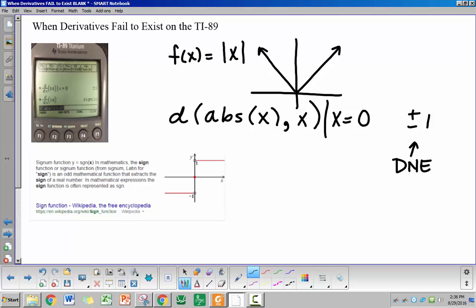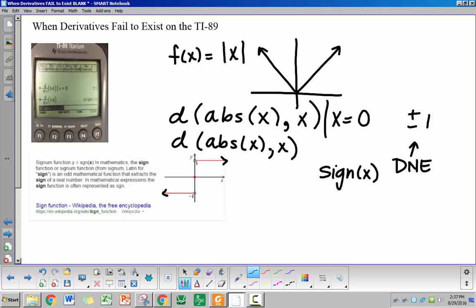And then what happens if you just want the straight out derivative? You go absolute value of x with respect to x. I want to know what that function is. It comes back with this language called sign of x. Well, that function is just the function that I put up here. What does that mean? The slope on the left is -1. The slope on the right is 1.